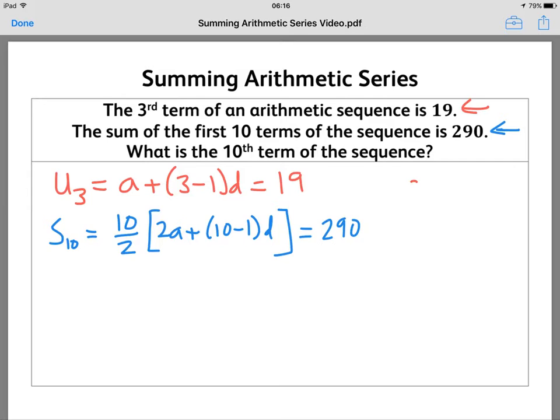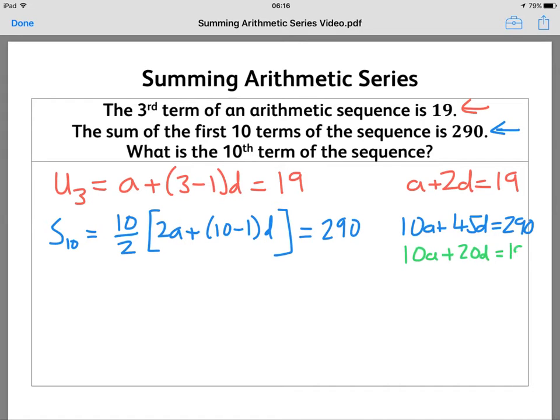So we've got a plus 2d equals 19, and we've got, just change colours, what was it? It was 10a plus 45d, so I'm multiplying out the bracket, equals 290. Okay, solve them simultaneously. What I'm going to do is multiply the top one by 10. I'll do that in green. Multiply the top one by 10, I get the same amount of a's, don't I? 10a plus 20d equals 190.